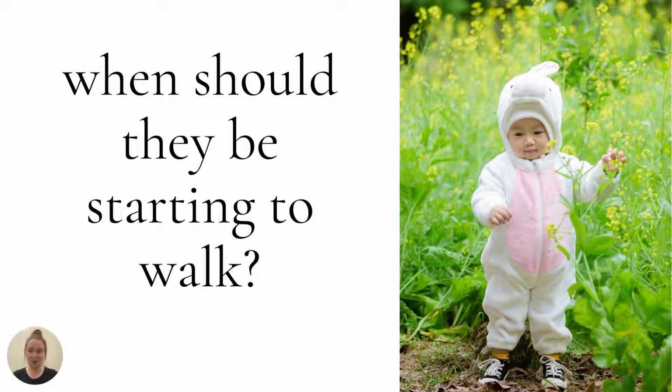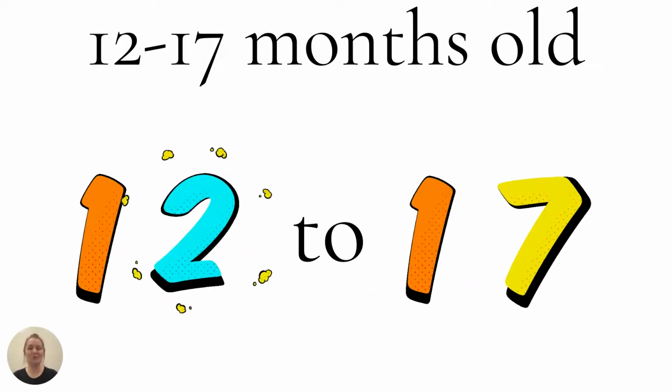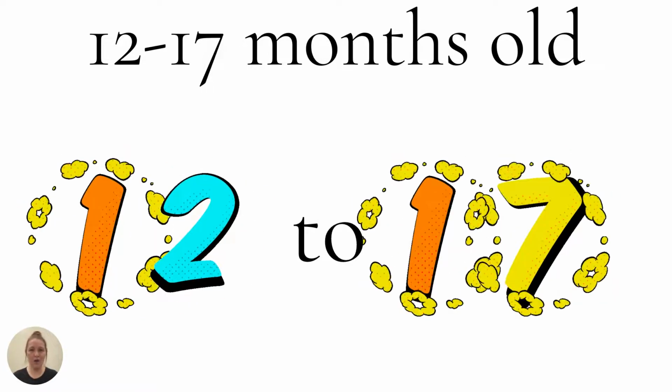Next, when should they start to walk? Sit at 6, stand at 9, say at 12, start, S equals start, to walk at, of course, 12 months old. And this one is a range, so keep this range in your mind, 12 to 17. We're going to build on that.